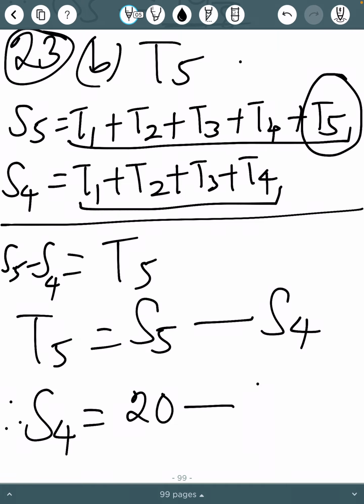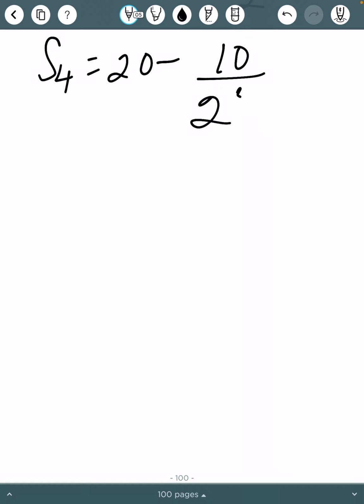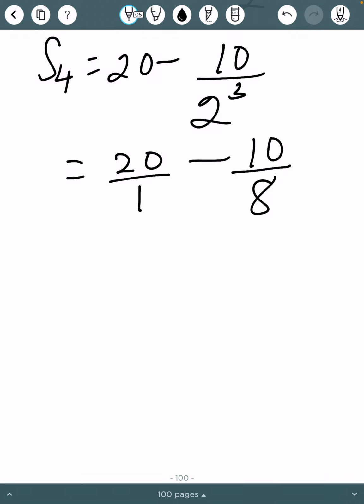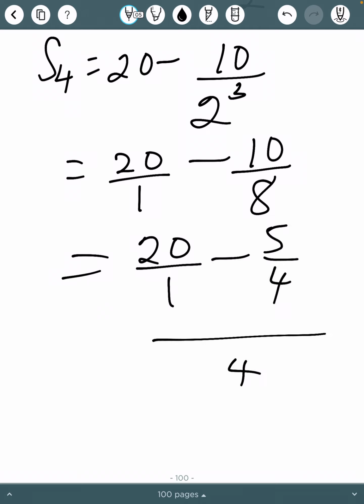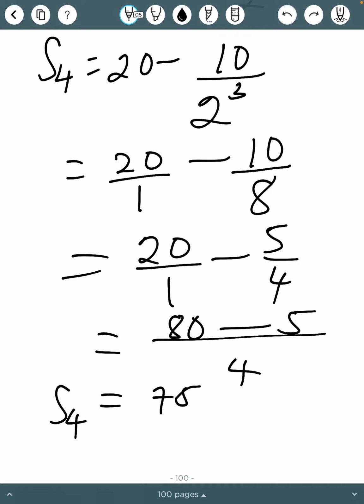20 minus 10 over 2 raised to the power 4 minus 1, which will give me S4 as 20 minus 10 over 2 raised to the power 3. That will give me 20 over 1 minus 10 over 8, and that gives me 20 over 1 minus 5 over 4. 80 minus 5 over 4 gives 75 over 4. So S4 is 75 over 4.